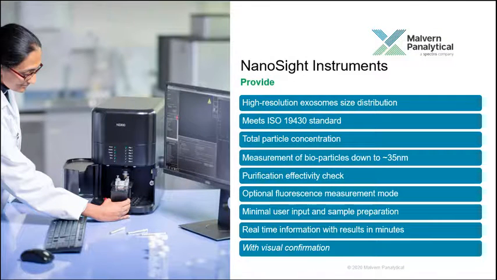So let me summarize our discussion today. NanoSight instruments provide high-resolution exosome size distribution that meets ISO 19430 standards. It also reports total exosome concentration with ability to measure exosomes down to around 35 nanometers. It's often used to check the purification and isolation effectiveness. Optional fluorescence measurement mode allows the multi-parameter characterization of the samples. With minimal user input and sample preparation, you get real-time information with results in minutes and with visual confirmation.